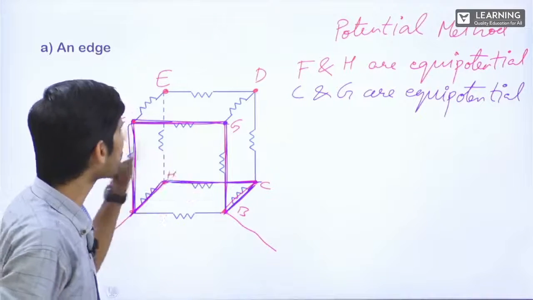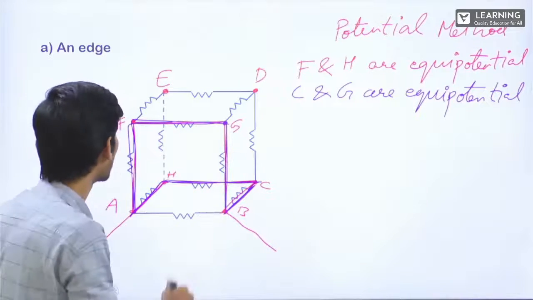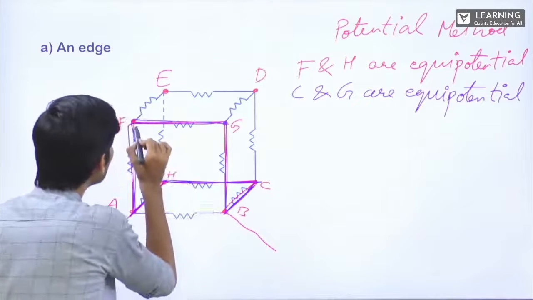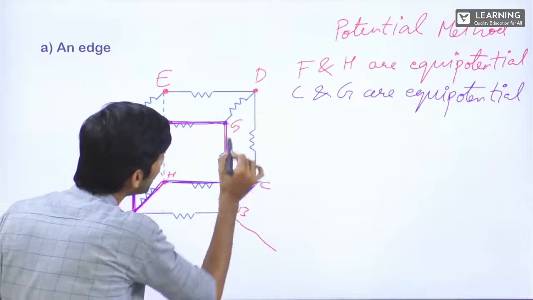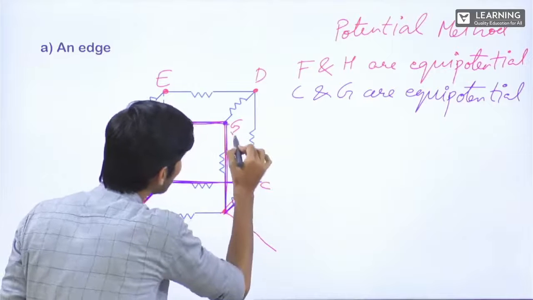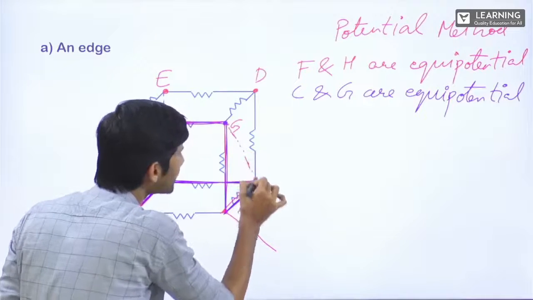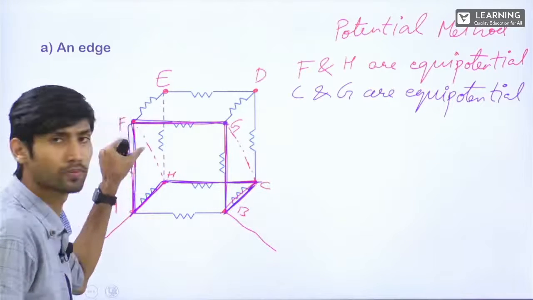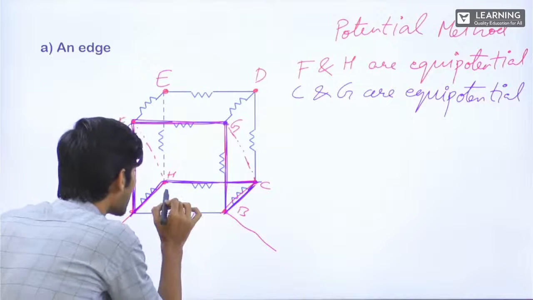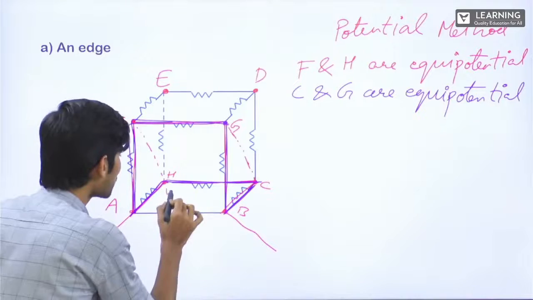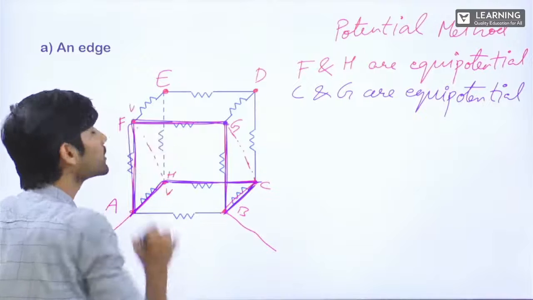So now since we got to know the equipotential points, we will make the equivalent circuit. What we have to do with these equipotential points is join them. Equipotential means both are at the same potential, so I can join these two. Let's say this point is at potential V, so this point will also be at potential V.